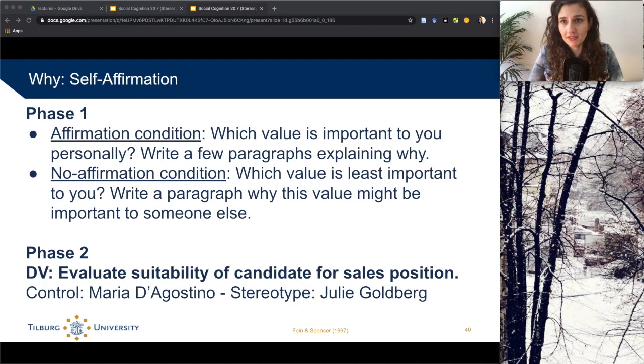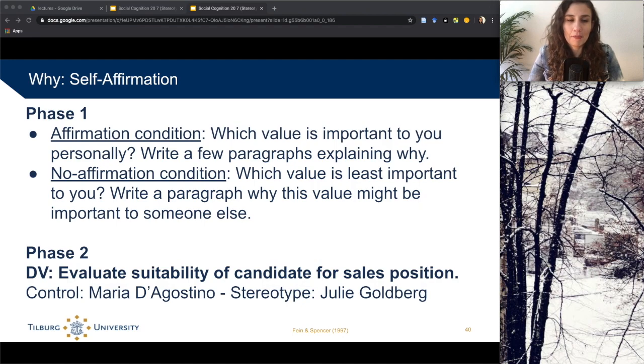Now, in the second phase, participants were then told that their task was to evaluate an individual who had applied for a job. So they were supposed to evaluate how suitable a candidate was for a position in sales. Their resume showed that the applicant was basically an okay applicant, but the difference was that the character who was applying was either supposed to be an Italian person, a person with Italian heritage, or a person with Jewish heritage.